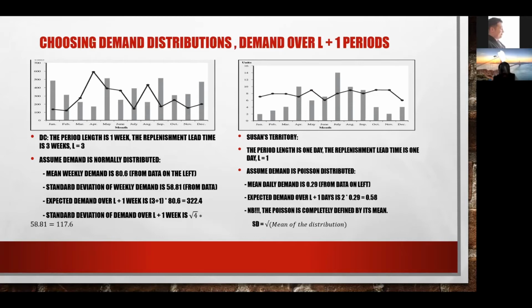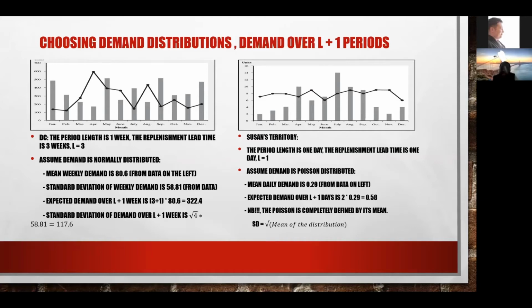We have a standard deviation of weekly demand, which is 58.81 from data. And our expected demand over L plus 1 weeks will be 3 plus 1, which is 4, times the mean, which is 322.4.